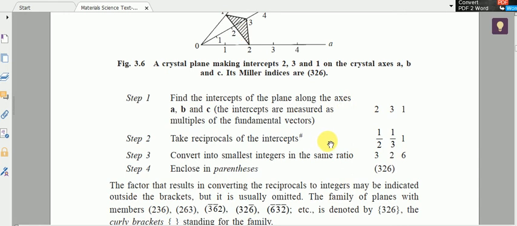Now you have to write the reciprocal of these intercepts. So it will be 1 by 2, 1 by 3 and 1 by 1. Next you have to convert that into smallest integers. For that you multiply with the LCM. Here it is 2 and 3, so the LCM is 6. Multiply with 6, it will then be 3, 2 and 6. This gives the Miller index for this particular plane. And for representing a plane, it has to be given inside parentheses. So the Miller index for this plane is (3 2 6).